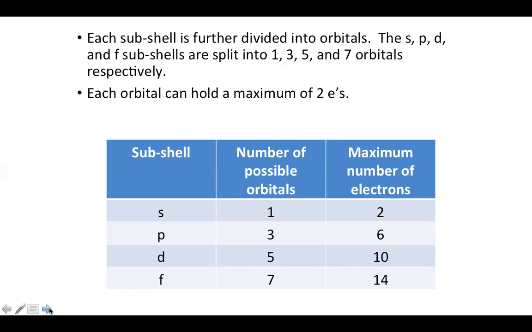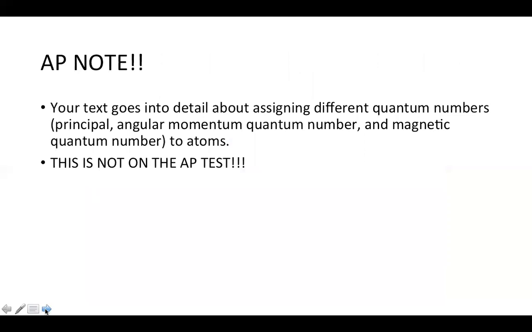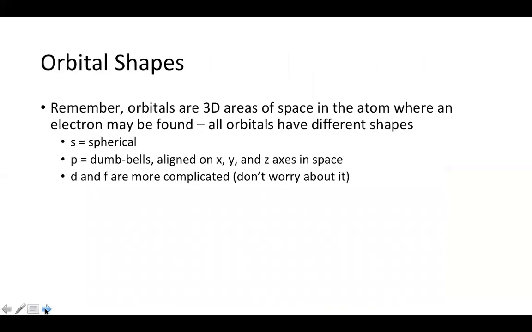All right. Each of those sublevels can hold a specific number of electrons. So the S sublevel can hold a maximum of 2 electrons. A P can hold a maximum of 6 electrons. A D can hold a maximum of 10, and then an F can hold a maximum of 14.